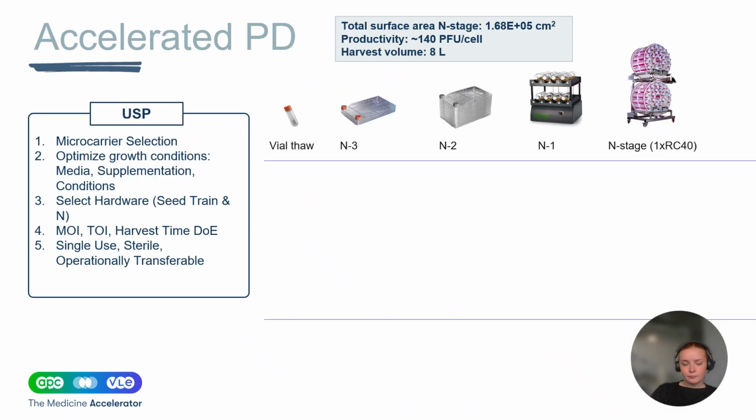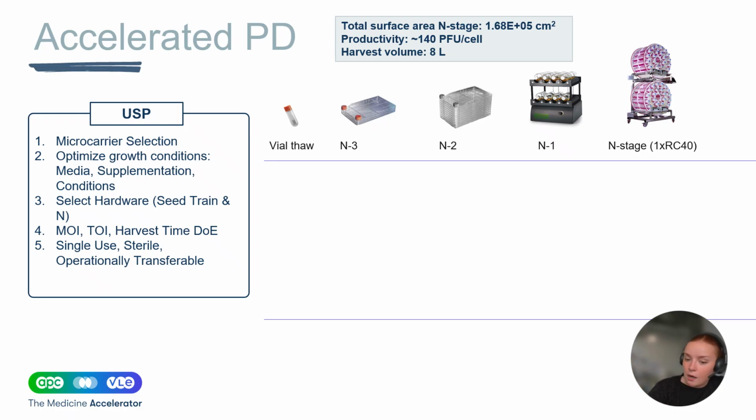So then getting a bit into the science. Our accelerated process development: we have the process that we were given, which is that flatbed or flatware process. And we decided to go through a microcarrier based process instead. We looked at our microcarrier selection, optimizing our growth conditions, selecting our hardware, and then looking at our multiplicity of infection, our time of infection, and our harvest time through a series of OFAT and DOE experiments.